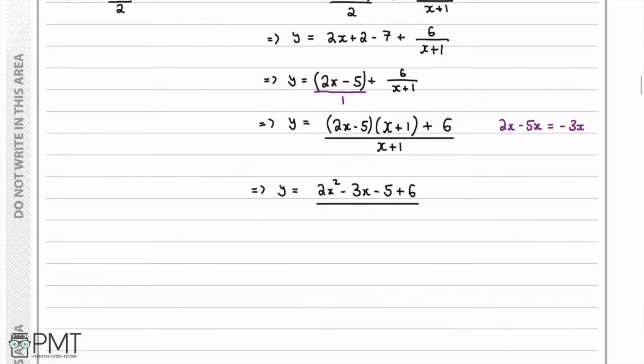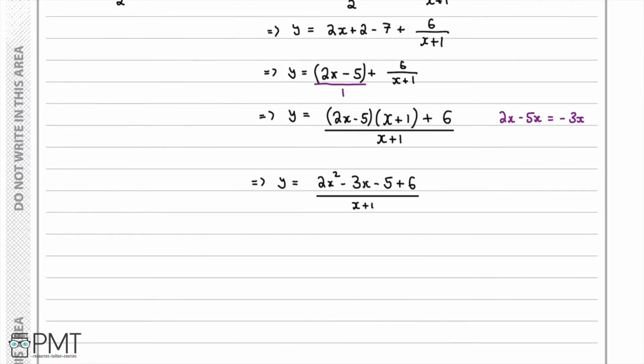And then we still divide that by x plus 1. And then tidying this up, we have minus 5 plus 6, that is going to be equal to 1. So we then have 2x squared minus 3x plus 1 divided by x plus 1.